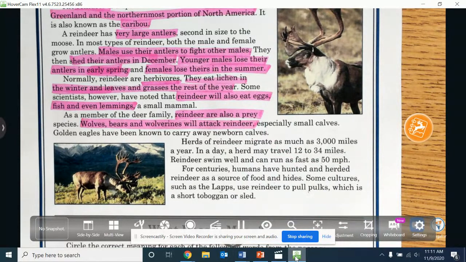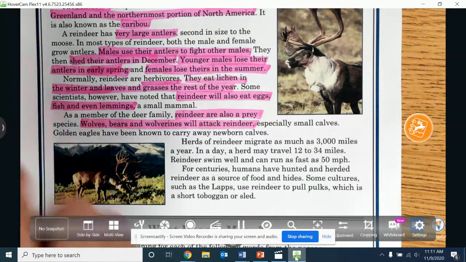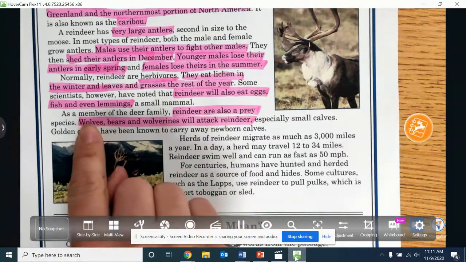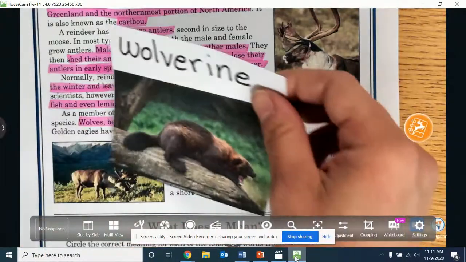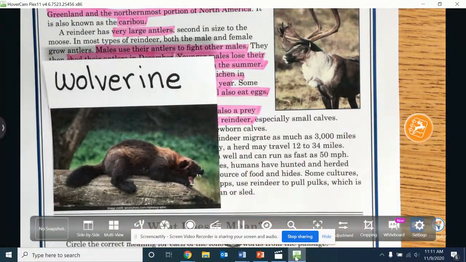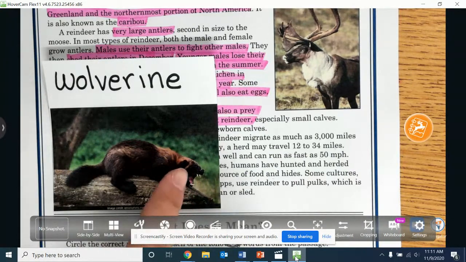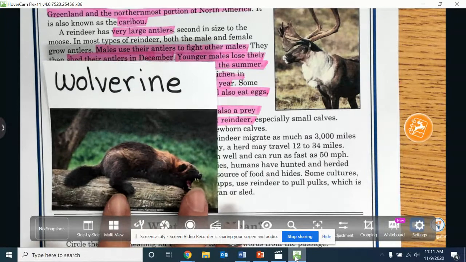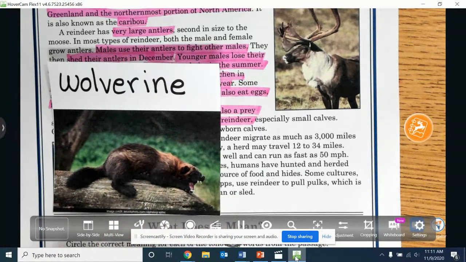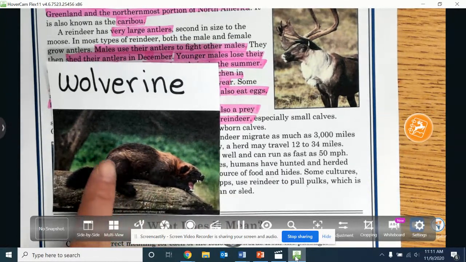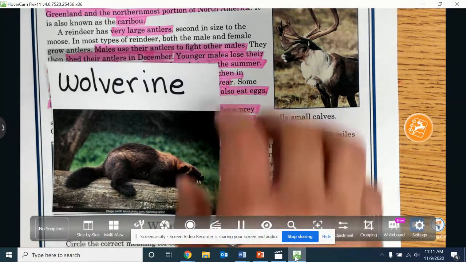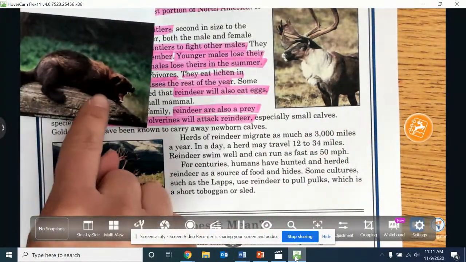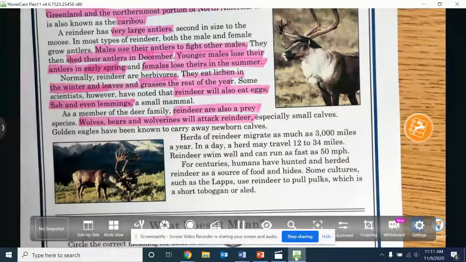And I found an image because I'm not sure if you guys are too familiar with wolverines. You guys have seen wolves and bears before, but here's one of the wolverine. Look at this. They have very sharp teeth. They're not as big as a wolf, obviously. It kind of reminds me of a beaver a little bit, but it's probably bigger than a beaver. Here's the tail, it has sharp claws. So that's the wolverine. Wolverines will hunt the reindeer.